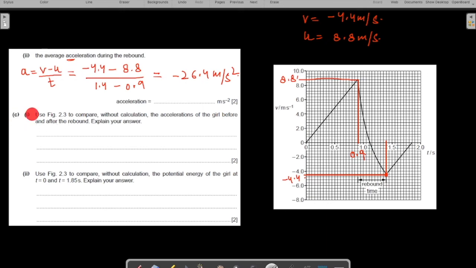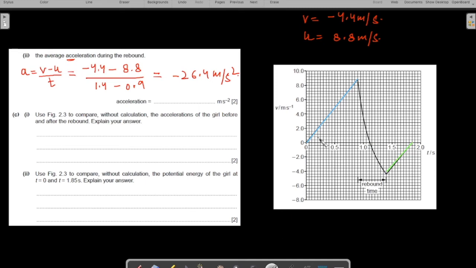Part C: use this figure to compare, without calculation, the acceleration for the girl before and after the rebound, and explain your answer. Let me erase all this data now, it's not required. Before the rebound, which part of the graph are they talking about? This part. This is before the rebound. After the rebound means which part of the graph? This is after the rebound.